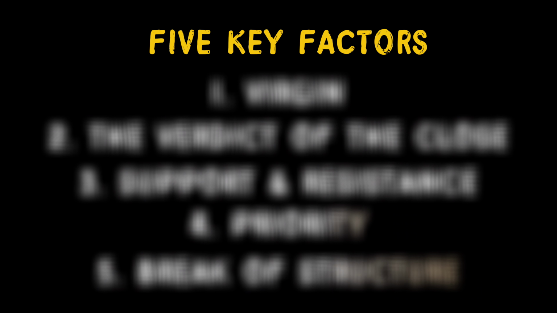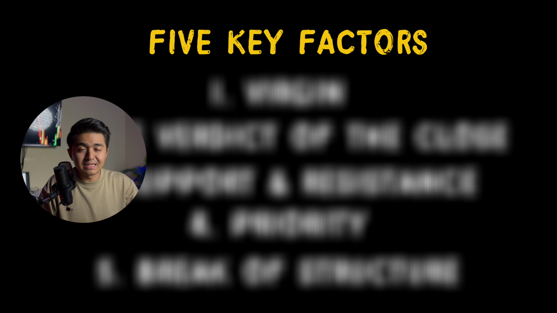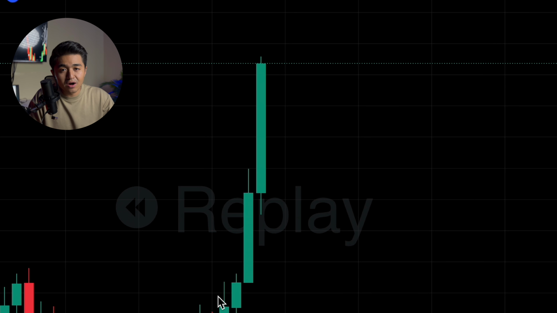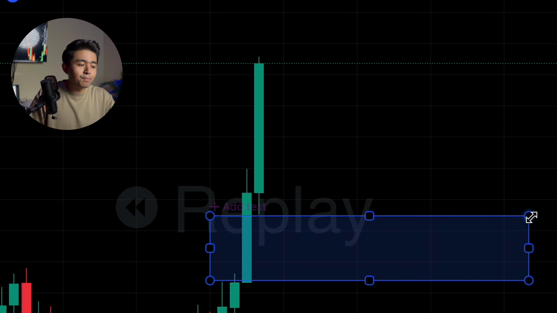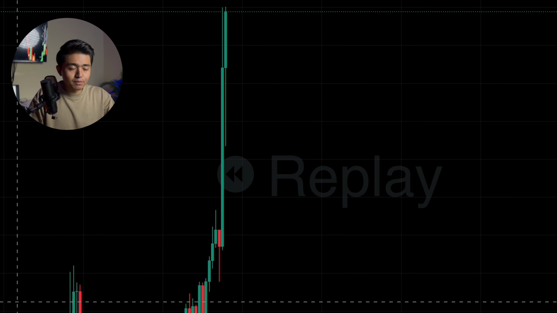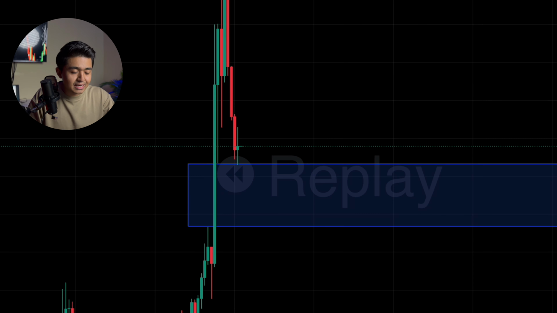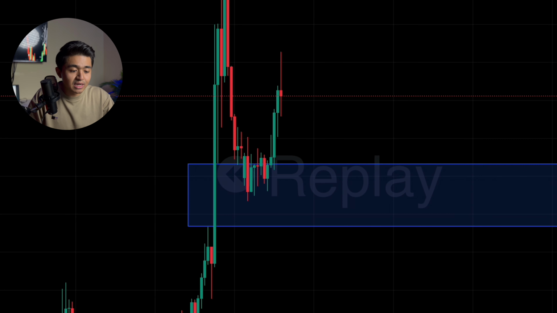So how do we tell the winners from the losers? There are actually 5 key factors that must be true for a fair value gap to be high probability. The first and most important is that the fair value gap must be virgin. Think about it. The whole point of a fair value gap is that price moves so fast that the other side couldn't react, right? For the setup to work, that zone must remain untested. Look at this example right here.